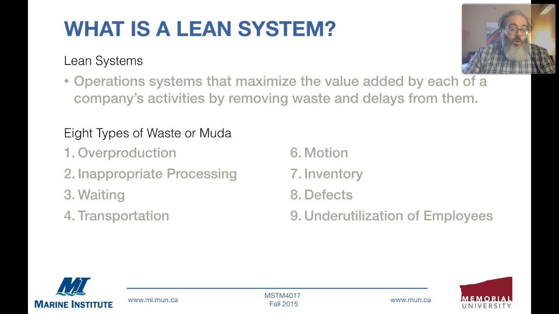Motion. This can be worker motion, wasted motion, product motion, which is kind of tied into transportation, and the motion adds up to time. Inventory, carrying it in the wrong place, carrying it when you don't need it. Defects. So the more defects you have, of course, the slower a system is going to be. And underutilization of employees. Just to tie back to constraints, sometimes that's just necessary.